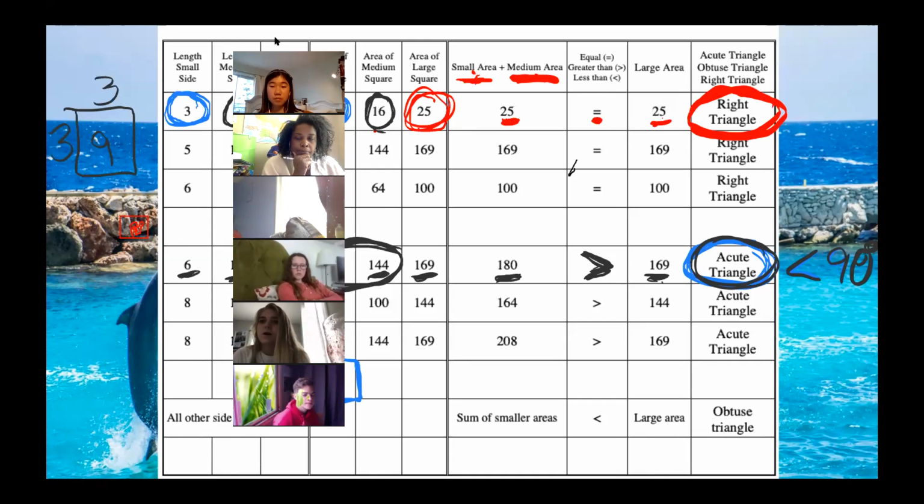Okay. Let me go through the last one before I get questions, okay? Here goes the last one. The last one would be obtuse. How do we figure out if you have an obtuse?